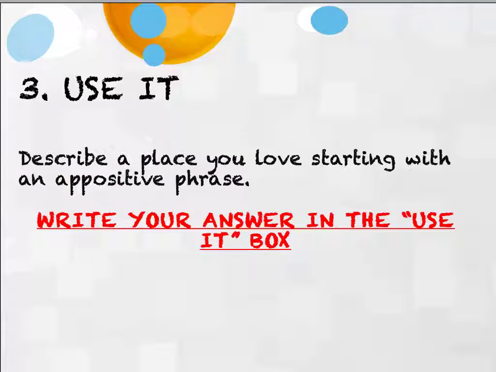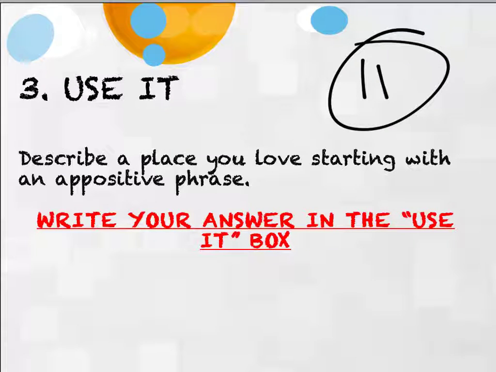All right, use it time, guys. The 3rd box on your notes. Describe a place you love, starting with an appositive phrase. Take a moment, pause the video. Describe a place you love, starting with an appositive phrase.